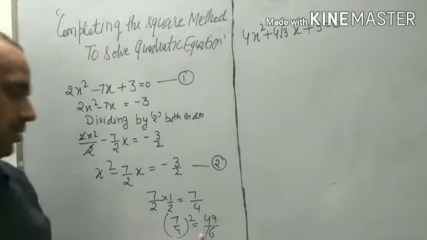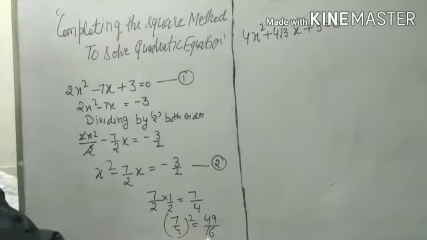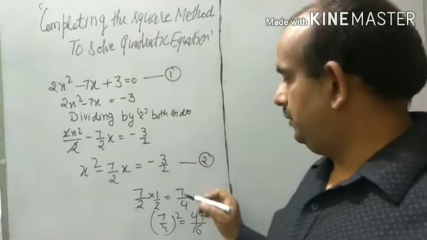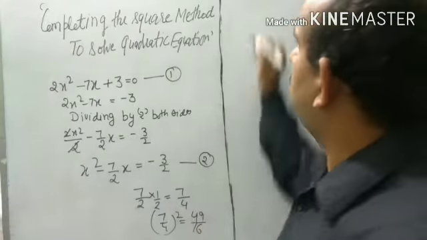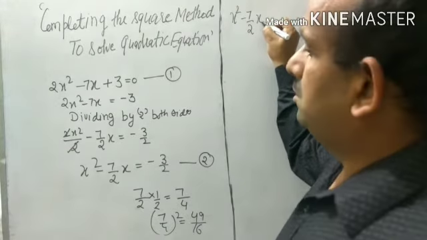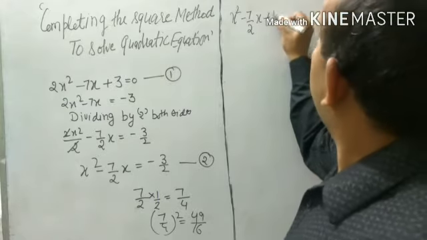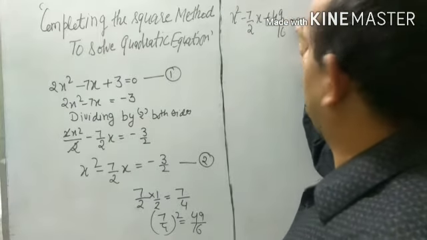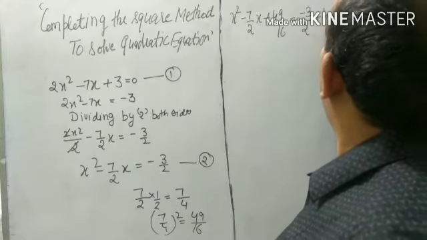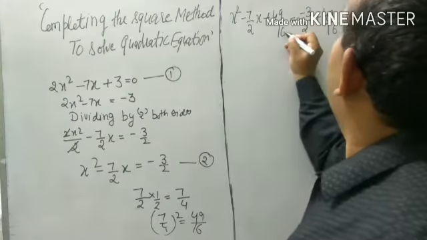Now add this square to equation number 2 on both sides. Now add 49 by 16 to both sides. Now it will be x square minus 7 by 2 x plus 49 by 16 is equal to minus 3 by 2 plus 49 by 16.